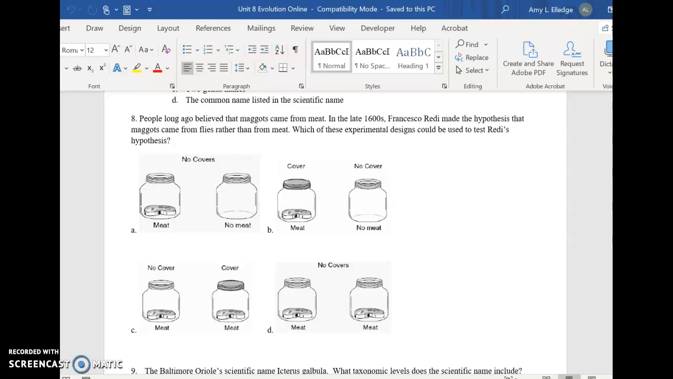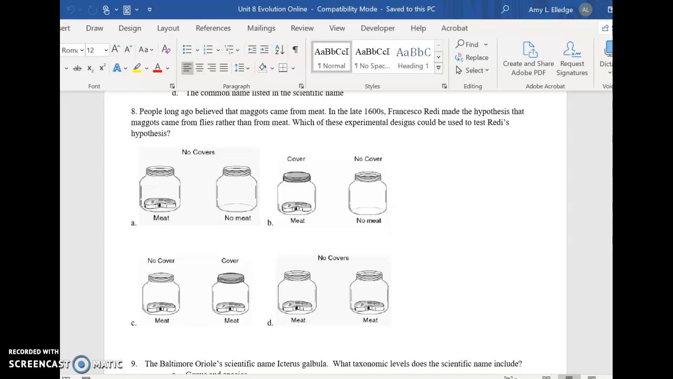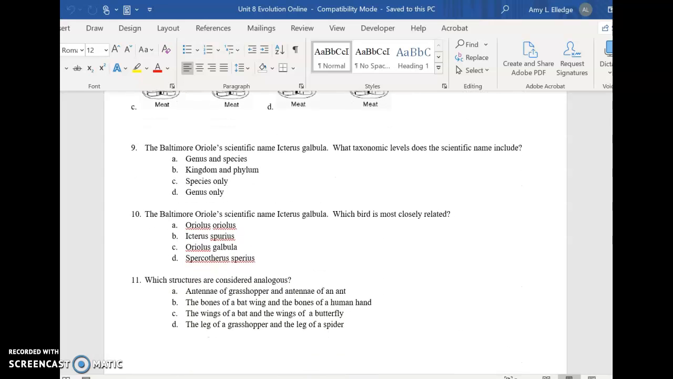So we're between A and C, and which one really makes sense about the flies if the maggots came from them? Well, in order to track the flies, they have to both have meat. That has to be a constant. So C is the one where you have a cover and then you have no cover. And then, of course, Francisco Redi had the one with the cheesecloth.